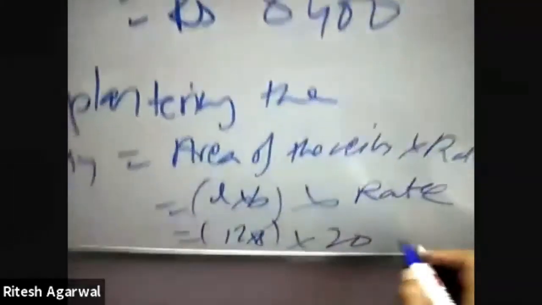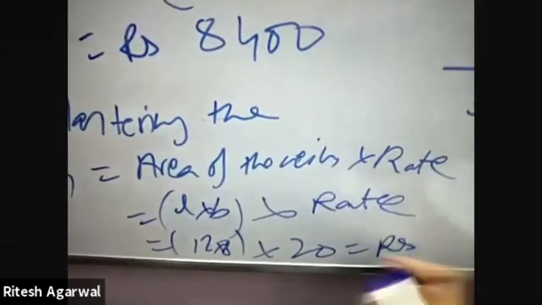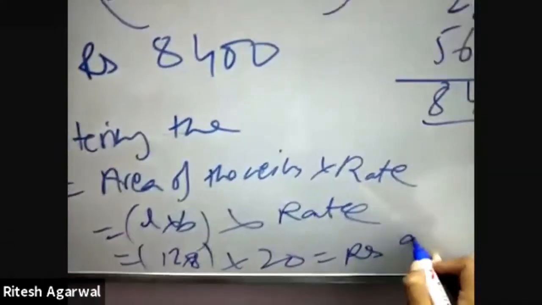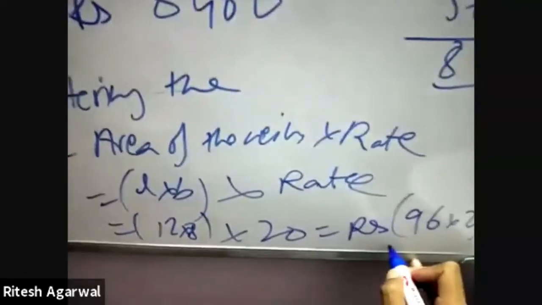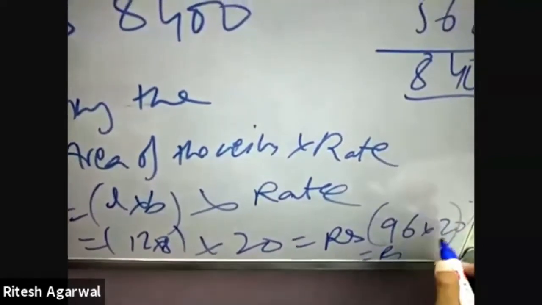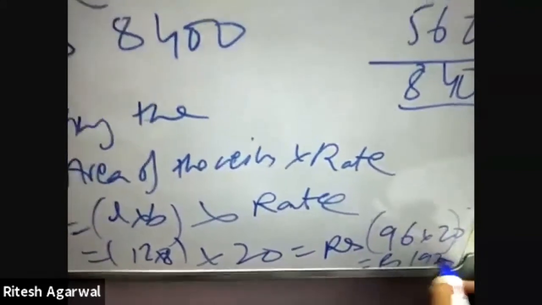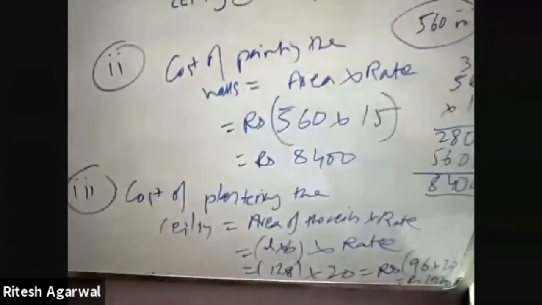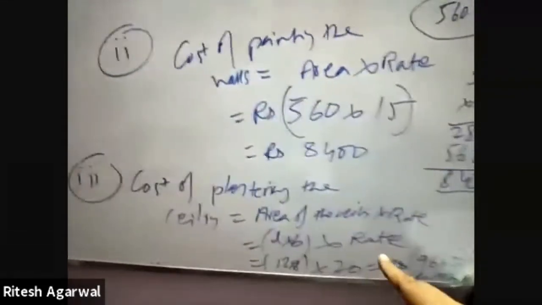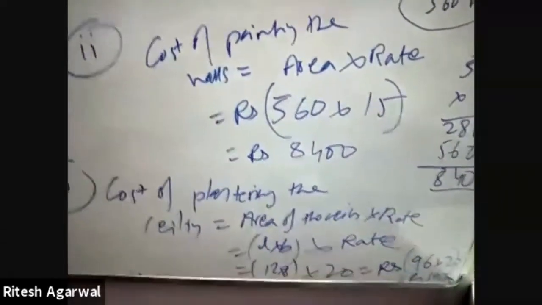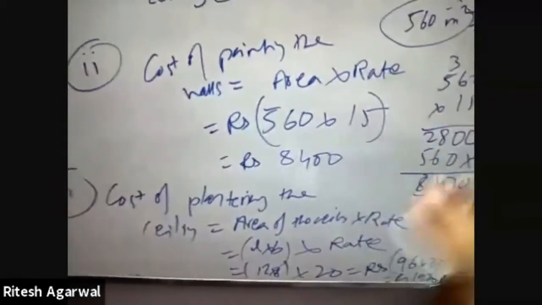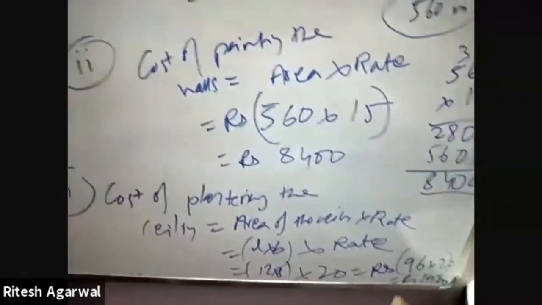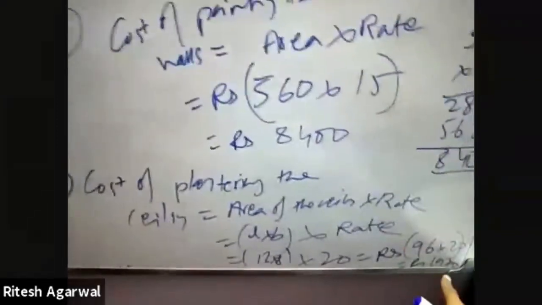So 12 into 8 is 96. So this will get in rupees: 12 8 is 96 into 20, which will give us rupees 96 into 2 is 192. Yes, rupees 1920 will be the answer. So rupees 1920 will only be the cost of plastering the ceiling, and the cost of painting the walls will be 8400. The total cost, if required, will be this plus this.